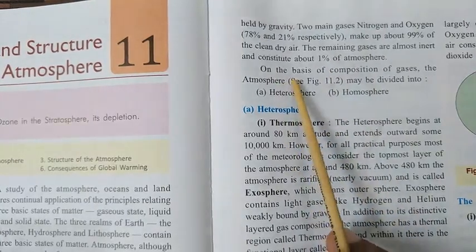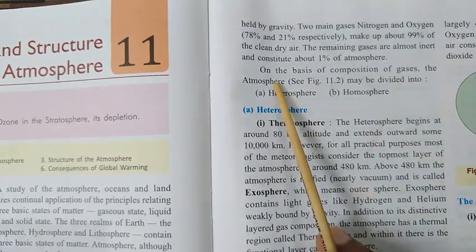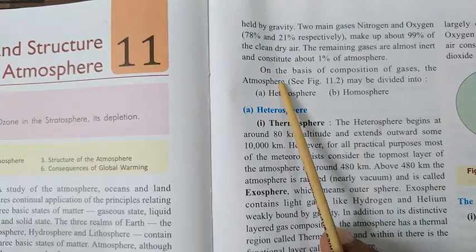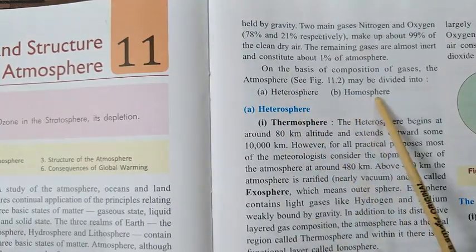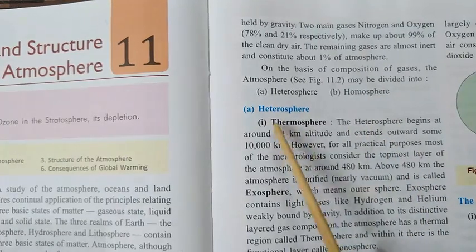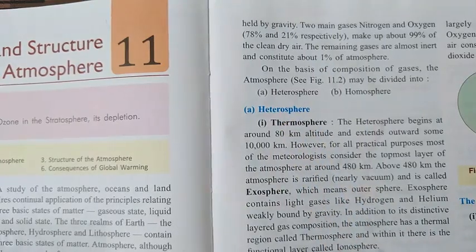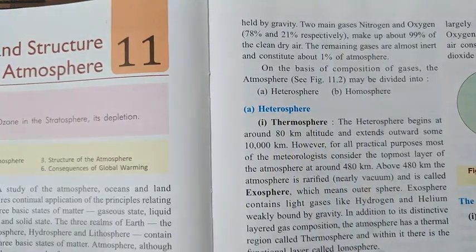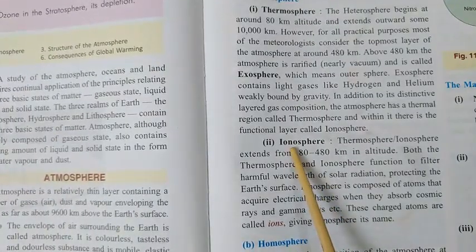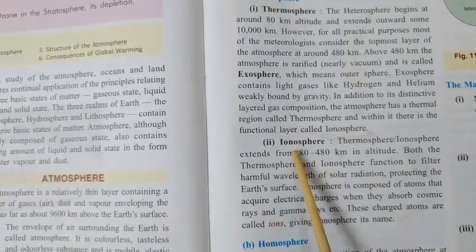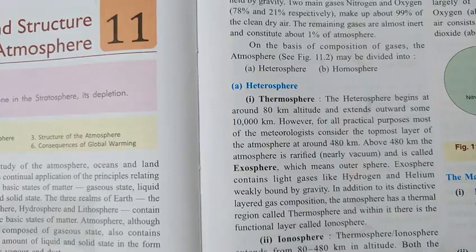On the basis of the composition of gases, the atmosphere can be divided into two layers. What are they? Heterosphere and homosphere. Let's see about the heterosphere. The heterosphere has two layers again: the thermosphere and the ionosphere. This ionosphere lies within the thermosphere, but let's see the heterosphere first of all.